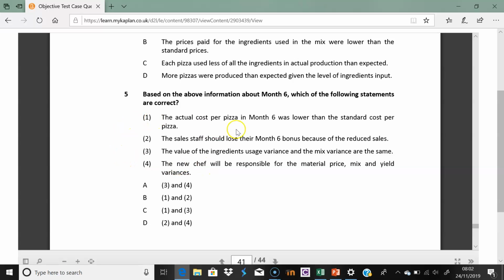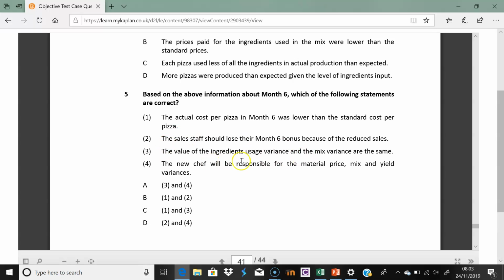So it says here the actual cost per pizza was lower than the standard cost. Well, yes, that's true. He's used less cheese and more tomato. Tomato's cheaper than cheese, so definitely the actual cost per pizza is less. So 1 is correct, giving you B or C. So you always start using process of elimination in an exam. The sales staff should lose their month 6 bonus? No, this chef is the one who fiddles with the combination, so the sales staff can't be held responsible for trying to sell poorly made pizzas. So no, they shouldn't lose their bonus.